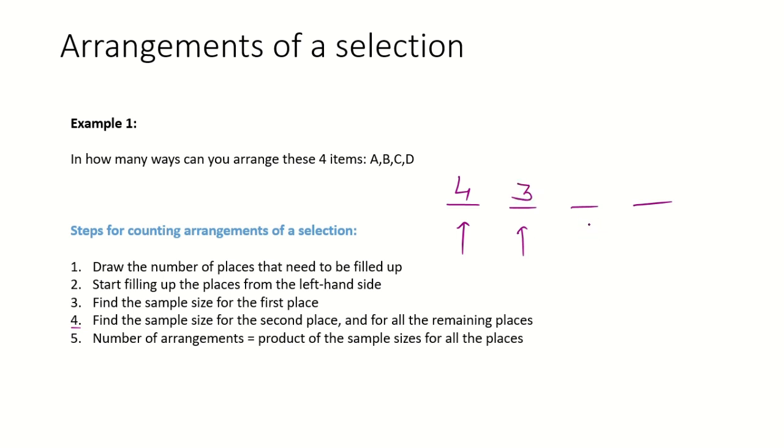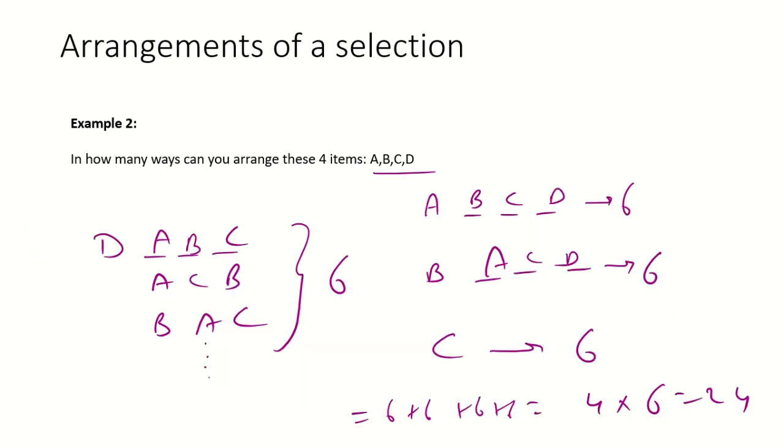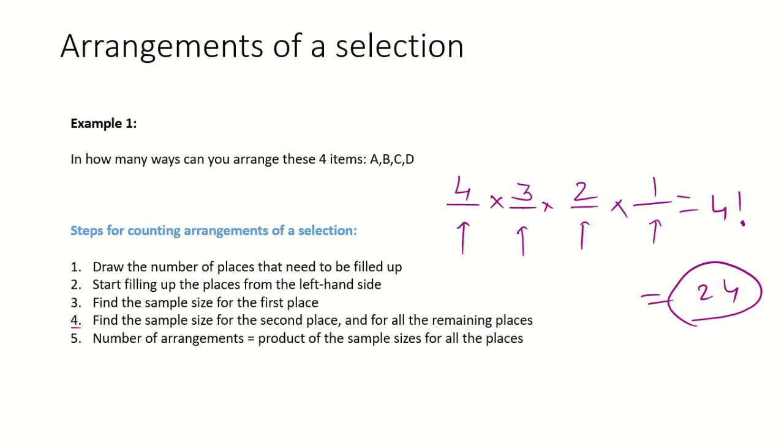Similarly, the sample size for the third place would be 2, right? Because the third place takes up one of the two remaining items, and so for the fourth place, we are left with the remaining item. Now, the number of arrangements is basically just the product of the sample sizes for all the places. So we just have to multiply this to get the number of arrangements. So this is your 4 factorial or 24. This is what we found here, right? Now, let's take another example.